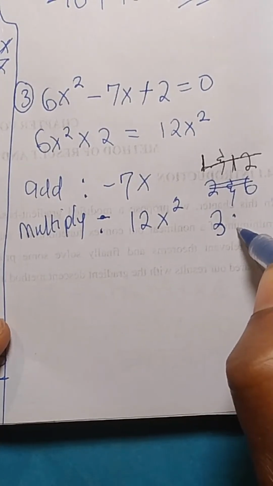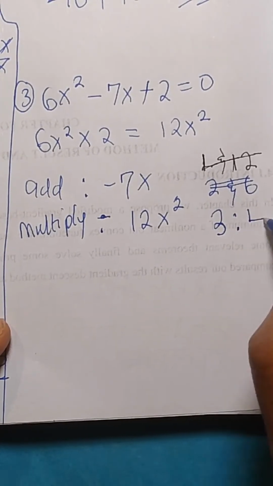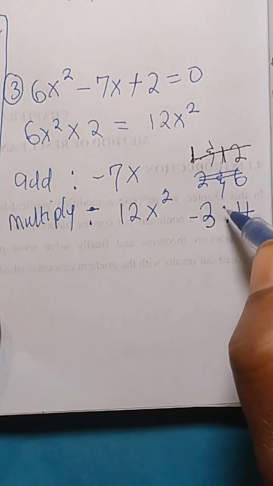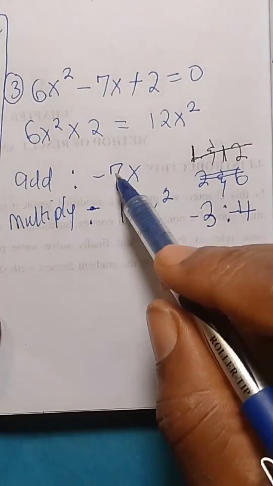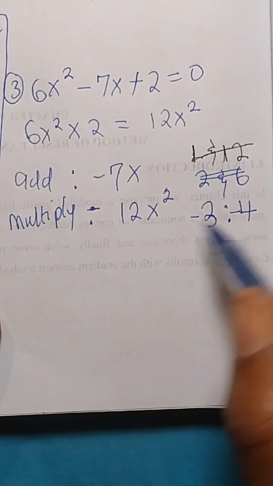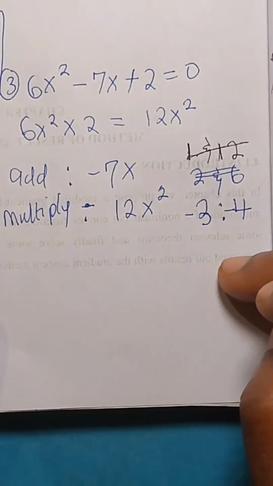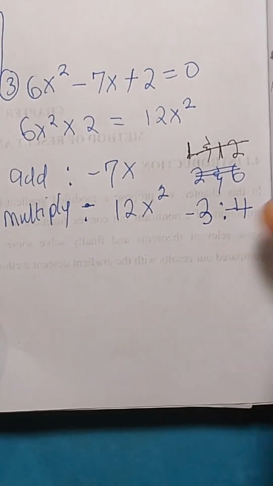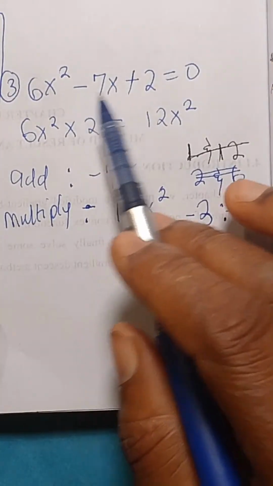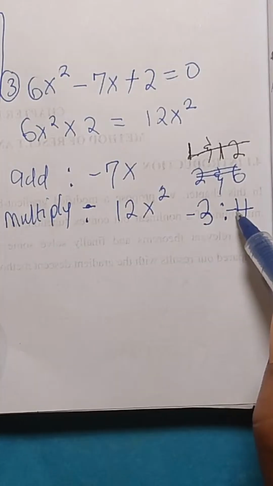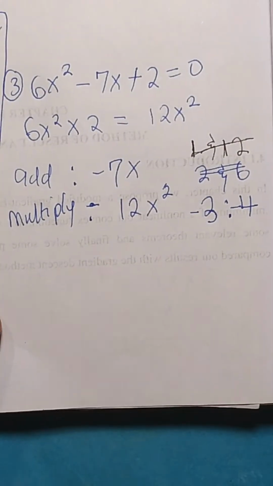If we divide 12 by 3, we have 3 and 4. Okay, now look at 3 and 4. If we do minus 3 minus 4, if we add them, we'll get minus 7x. If we multiply these two, we get plus 12x squared. So you see this one is okay. We are going to work with minus 3 and minus 4. Then how do you do that? Whenever we see this x term, we are going to replace it with minus 3x minus 4x. Okay, that is how you do it.